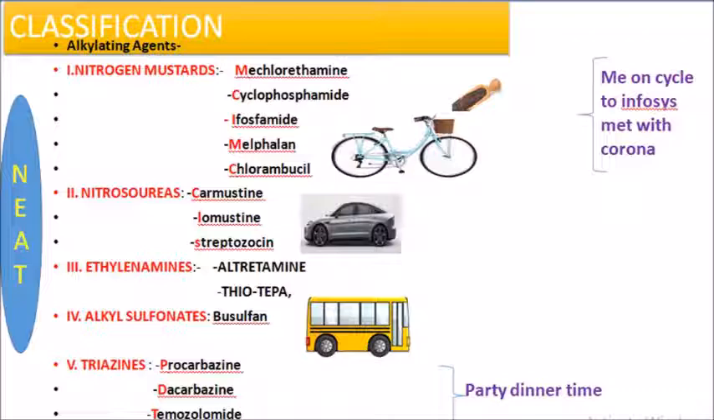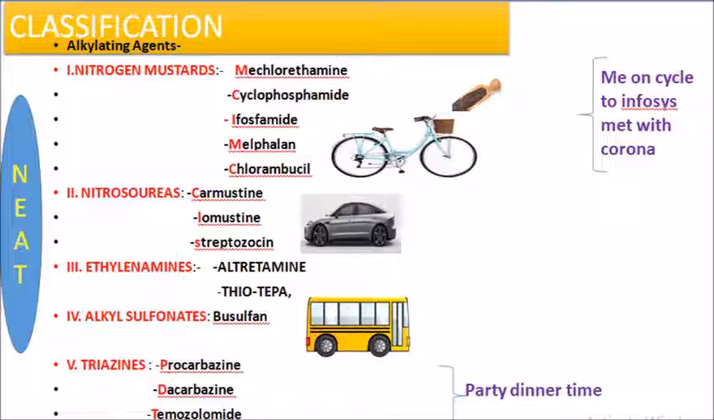Then ethyleneamine ends with the term amine. Altretamine you have, and one more drug you have, thiotepa. So ethyleneamines are altretamine and thiotepa. Then you have the alkyl sulfonate group, the A, which has a drug called busulfan. That is also an important drug, busulfan. I remember this like: cycle came, car came into the picture, now bus has also come, busulfan.